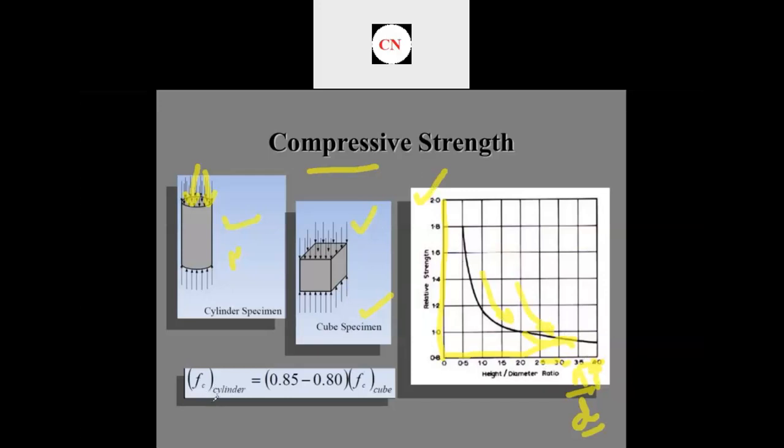Similarly, there is a relationship which exists between cylindrical compressive strength and the compressive strength of cubes, which is given by this particular relationship. Fc cylinder is equal to 0.85 minus 0.8 into Fc cube. Fc cube is the compressive strength of the cube specimen, and Fc cylinder is the compressive strength of the cylindrical specimen.